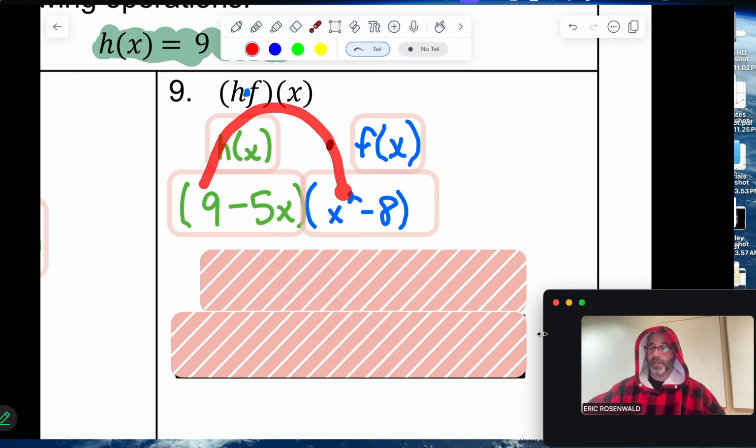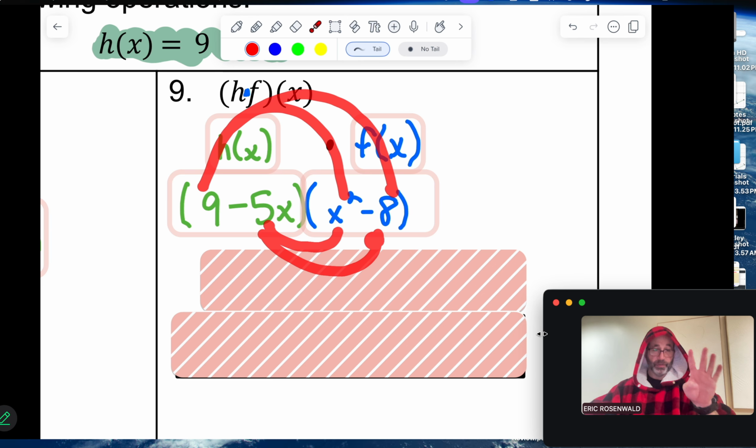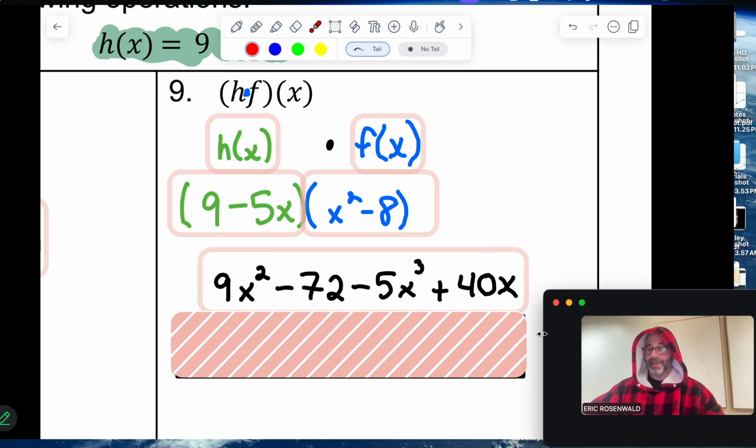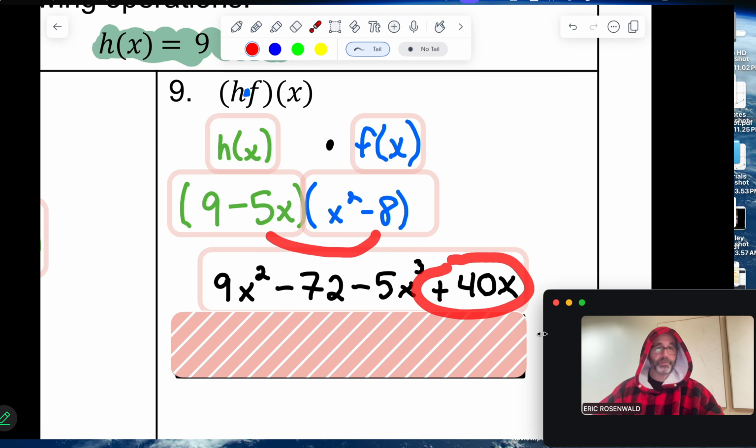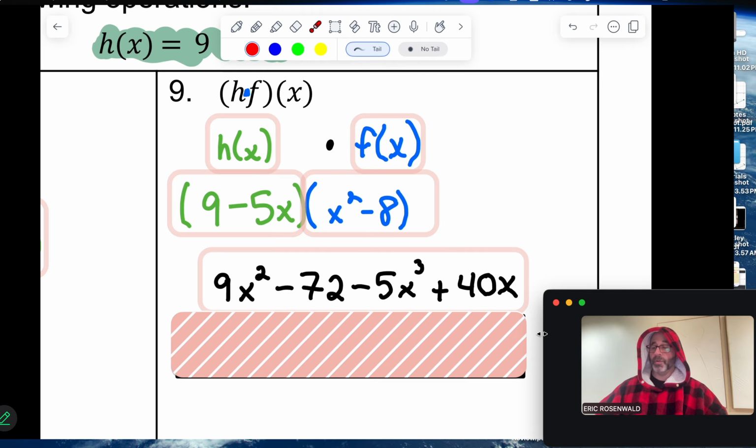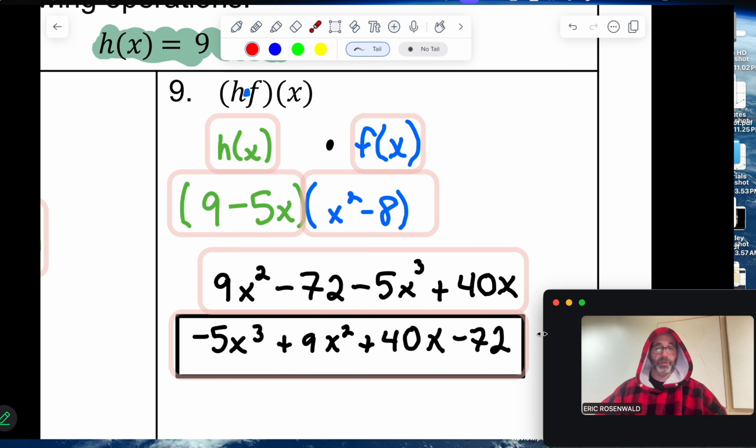So 9 times x squared, 9 times negative 8, negative 5x times x squared, and negative 5x times negative 8. So there's 4 terms that we should have when we multiply all this together. And again, here they are. There's a 9x squared when we multiply that. Okay. There's a negative 72 when we multiply that. There's a negative 5x cubed when we multiply that. And then we have a positive 40x when we multiply that. So now rearrange it and just put it in correct standard form. It's just going to be negative 5x cubed plus 9x squared plus 40x and then minus 72.